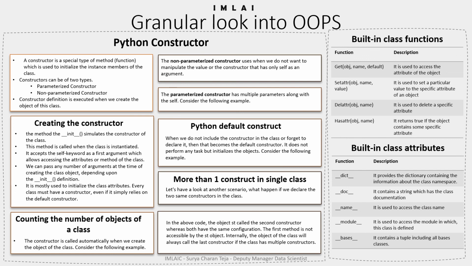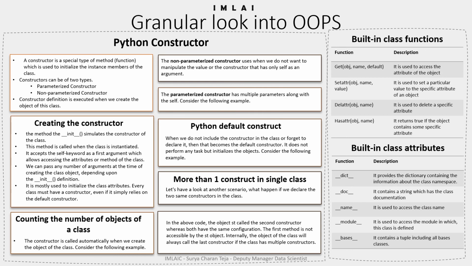Now, the built-in class attributes. So these are built-in class attributes. Double underscore dict: it provides the dictionary containing the information about the class namespace. Then doc: it contains a string which has the class documentation. Name, which is very important, is used to access the class name. Module is used to access the module in which the class is defined. And bases contains a tuple including all base classes.